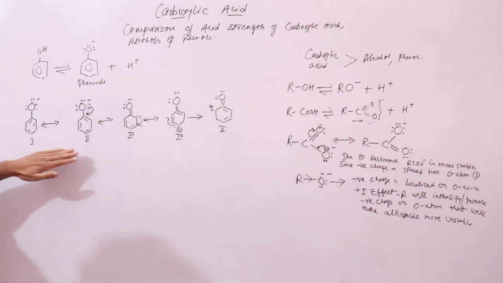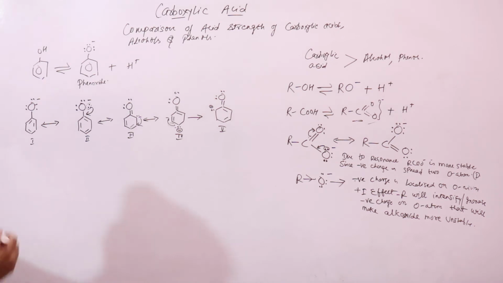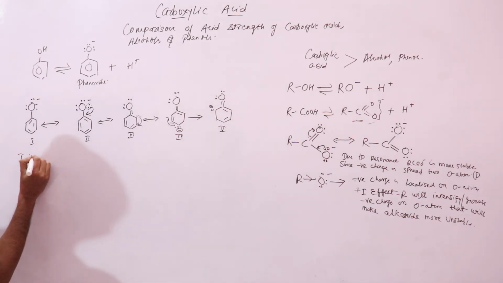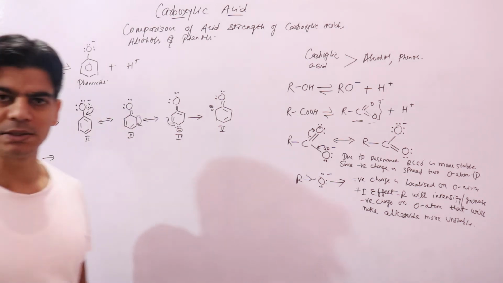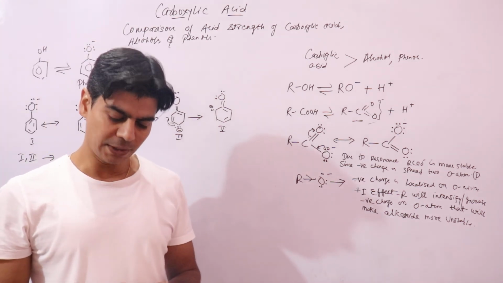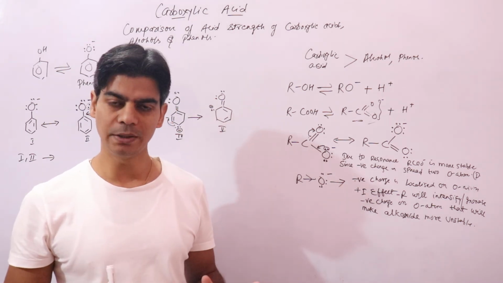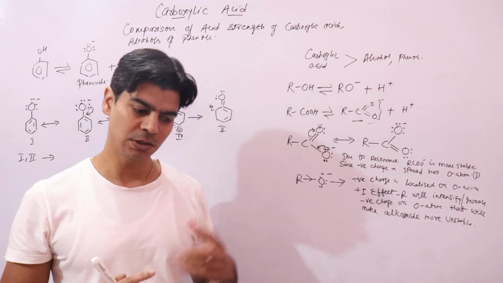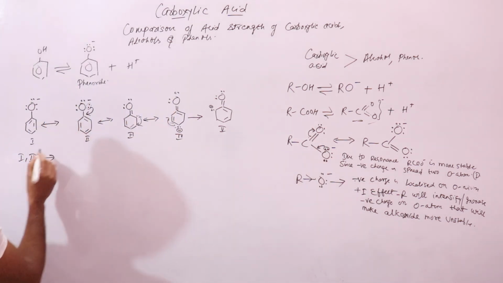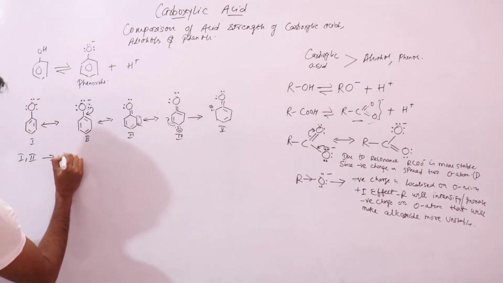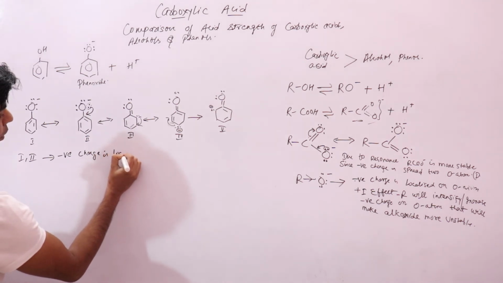Now, if you look at all these resonance forms, first and second: in the first and second forms, negative charge is not delocalized. Delocalization of negative charge will always increase the stability. So in the first and second forms, negative charge is localized.